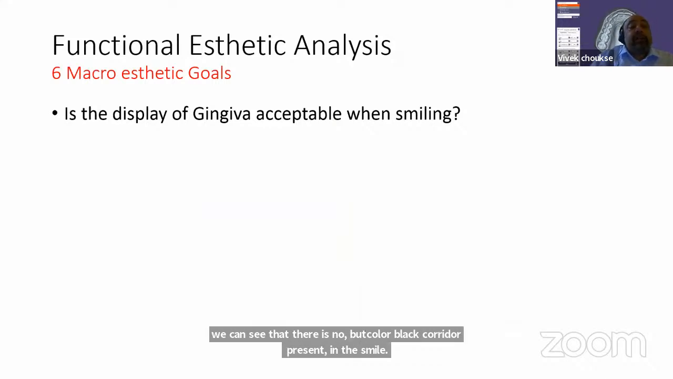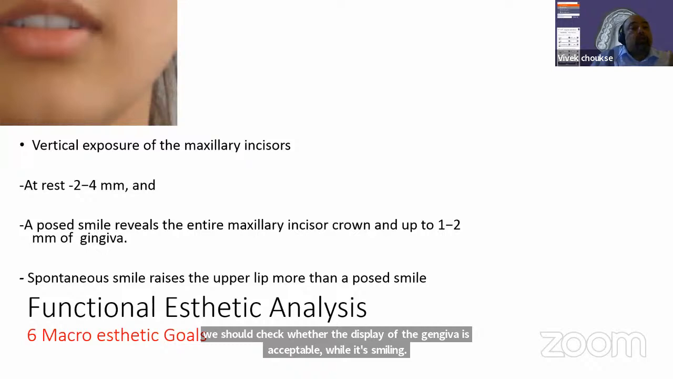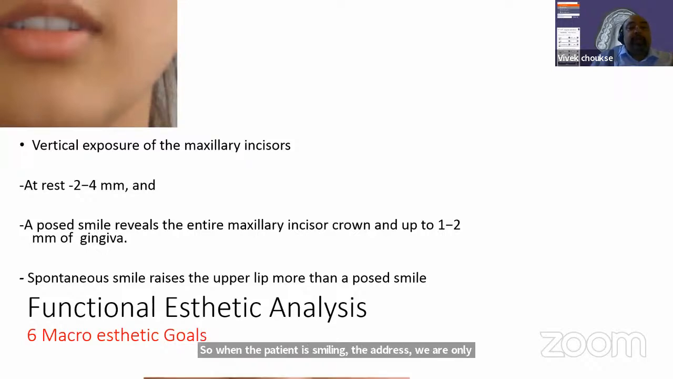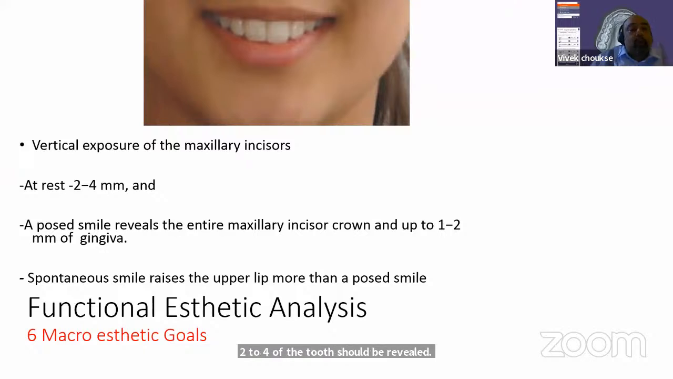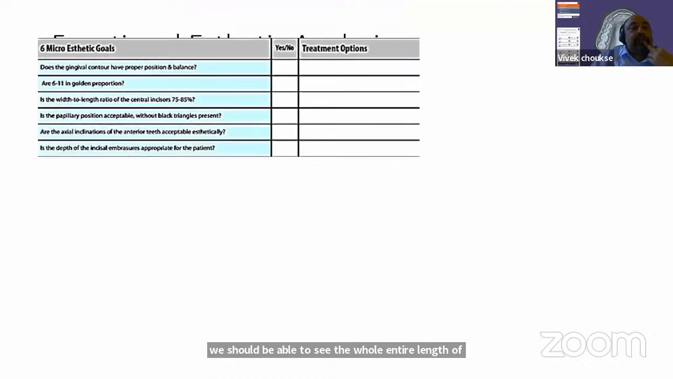Then we should check whether the display of the gingiva is acceptable while smiling. When the patient is at rest, only 2 to 4 millimeters of the tooth should be revealed. In a posed smile, when we smile slightly, the entire maxillary incisors are shown and only 1 to 2 millimeters of gingiva is seen. Whereas when we ask the patient for a spontaneous smile, we should see the entire length of the maxillary teeth along with 2 to 4 millimeters of gingiva.